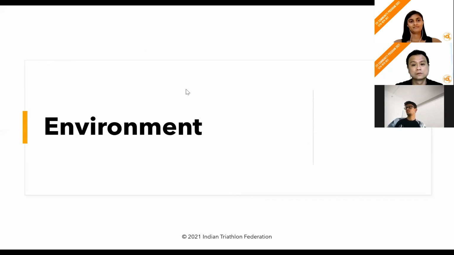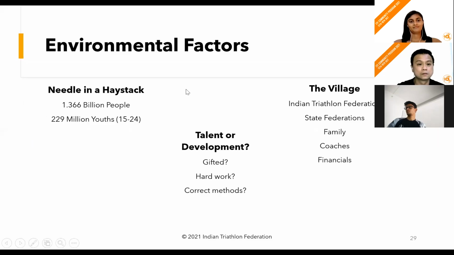The environment is a big one. So there's obviously a large amount of population in India.